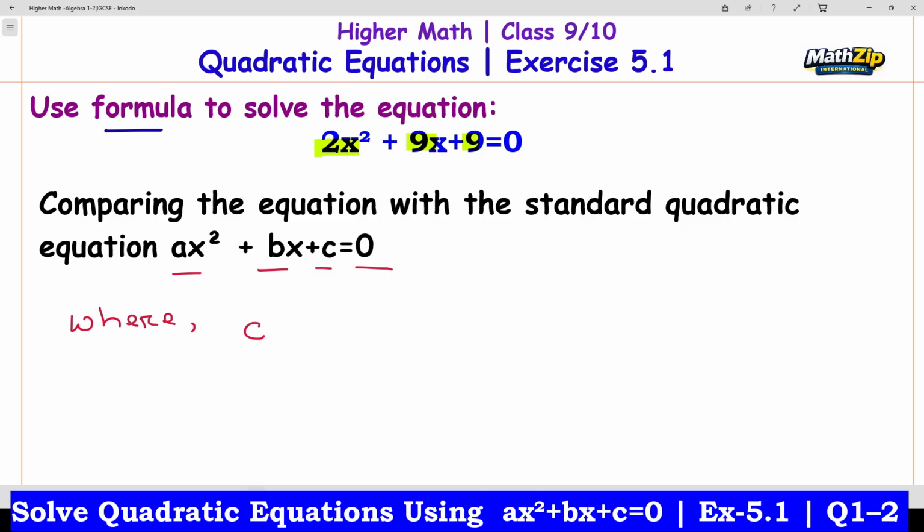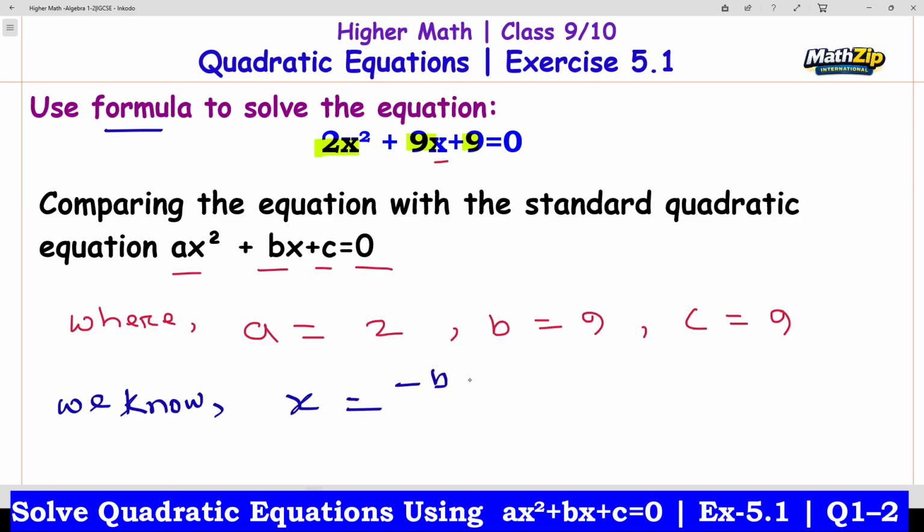Where we can write a equals to, a means the coefficient of x square, which is 2. B means the coefficient of x, that means 9. And then c is a constant, which is 9. We know the standard quadratic formula: x equals to minus b plus minus root over b square minus 4ac divide 2a.